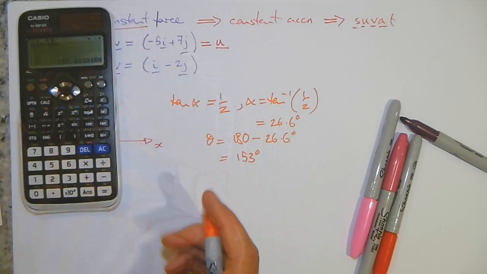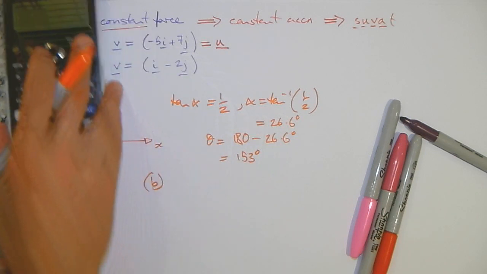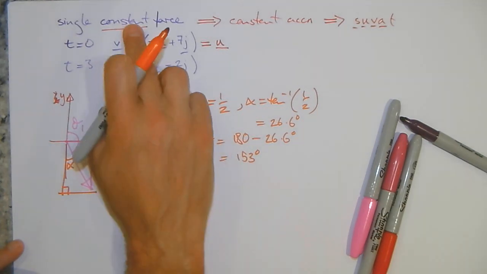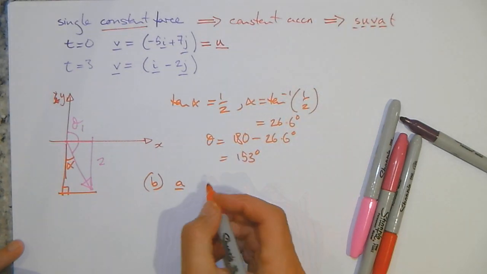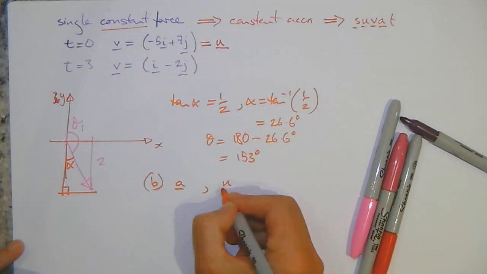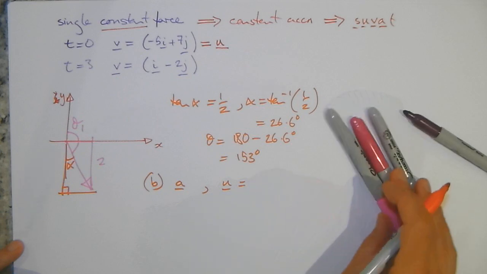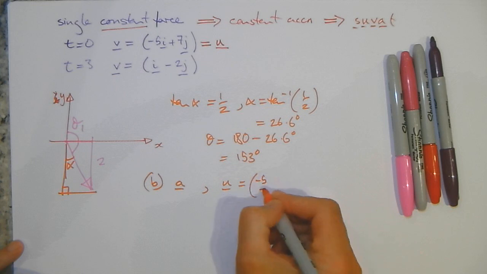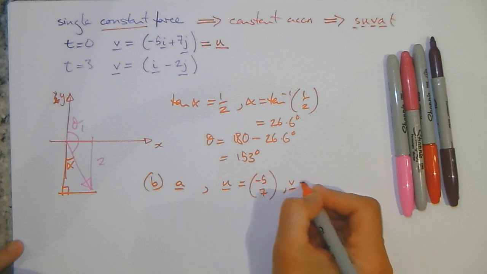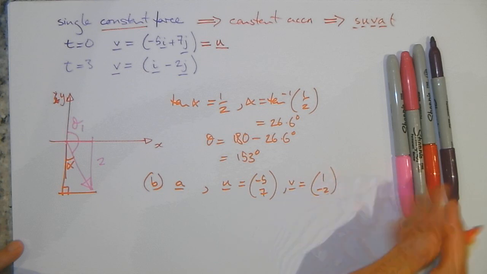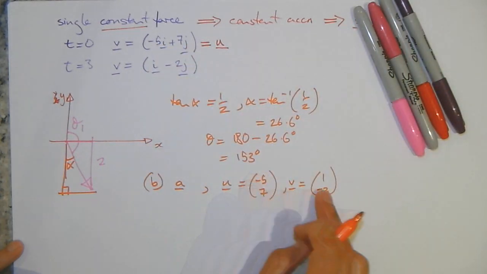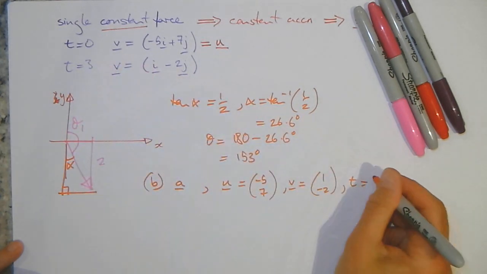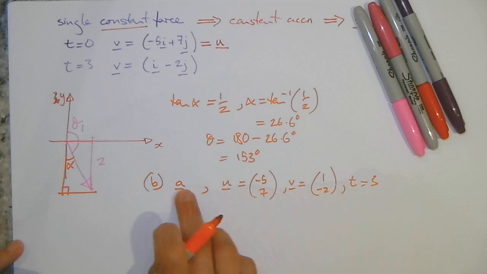Right, part B, find the acceleration. So acceleration, constant force, constant acceleration, SUVAT. So u is minus 5, 7. V is 1, minus 2. IJ notation, column vectors, exactly the same. This just saves you some writing. T is 3. Not a vector quantity, vector, vector, vector.